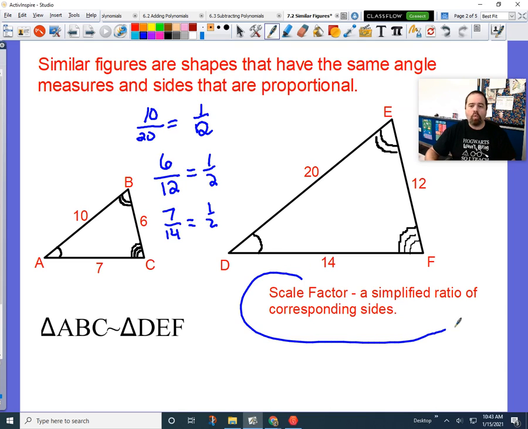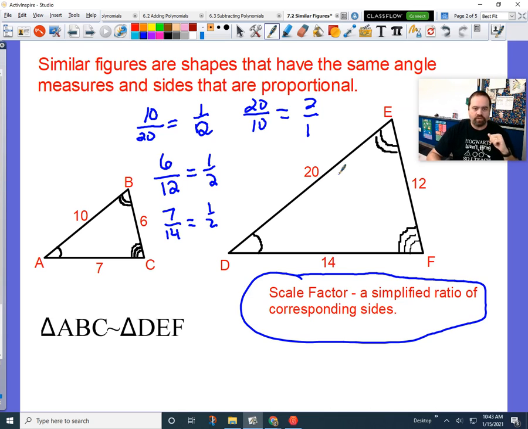Now, what that means, just in big broad strokes, is that the first triangle is half as large as the second one. It goes both ways. If I had set those ratios up the other way, 20/10, 12/6, 14/7, those would have all reduced down to 2/1. That means that it's twice as big as the first one. It just depends on your point of view. For the purpose of what we're doing, I always set these up starting with the smaller measurements, and I'll show you when we get into it.